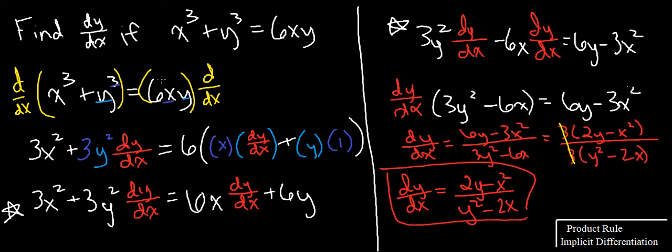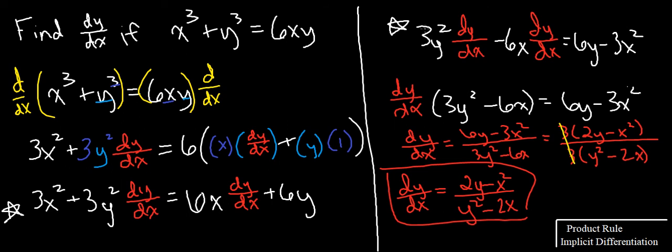On the right-hand side, I noticed that there's a constant multiple of 6, so I'm going to pull that 6 out in front as I take the derivative of x times y. Now, that's the product rule. So we're going to take the first value, which is x, multiply it by the derivative of the second value, the derivative of y is dy/dx, add it to the second value, which is y, times the derivative of the first value, which is simply 1. So that'll all simplify down to 3x squared plus 3y squared dy/dx equals 6x dy/dx plus 6y.